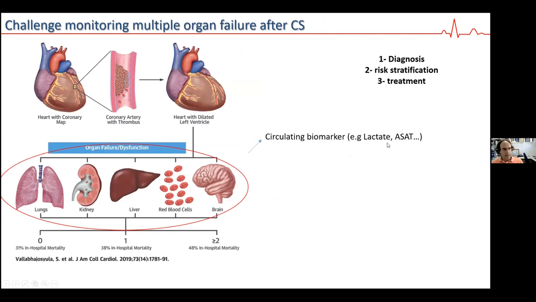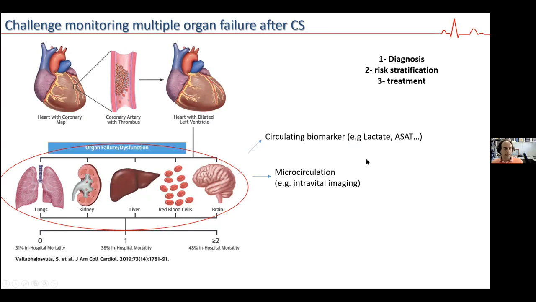You can do that by assessing circulating biomarkers. They are frequently used in critically ill patients, like lactate, ASAT, creatinemia, whatever you want. But they are sensitive, but not really specific to tissular hypoxia.